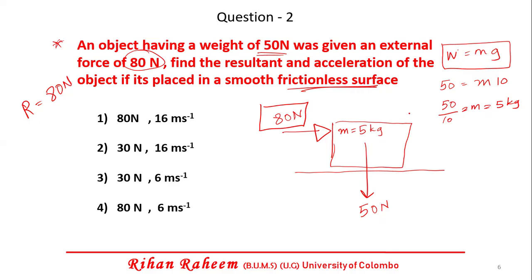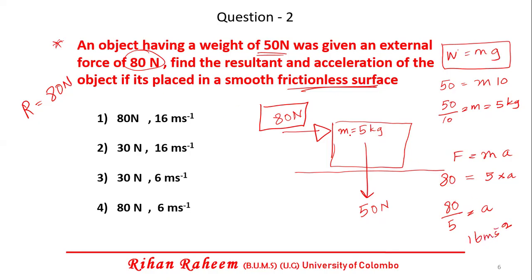Okay, now what about the acceleration? To get the acceleration, we use Newton's second law equation. F equals ma. External force applied on the object is 80 Newton. Mass of the object is 5 kilogram. Acceleration is unknown. 80 divided by 5 will give you the acceleration. So the answer is 16 m/s².